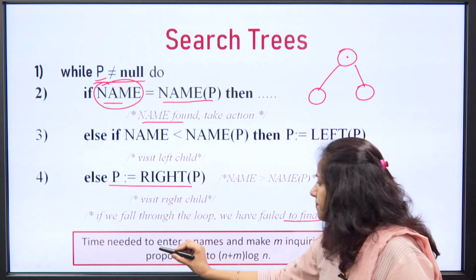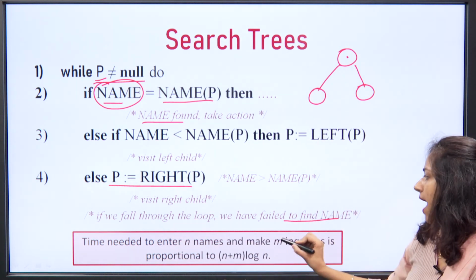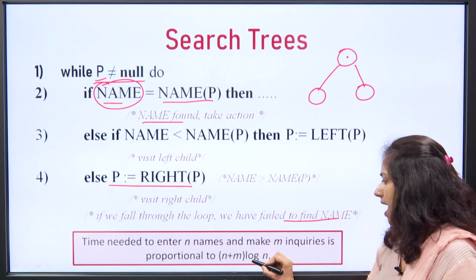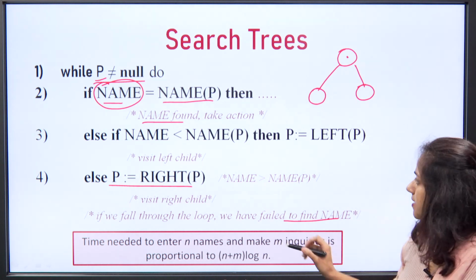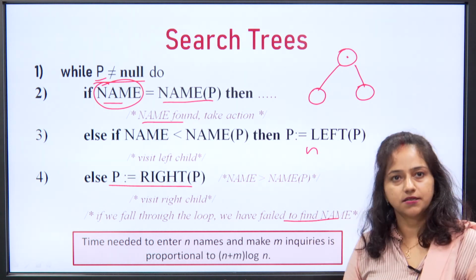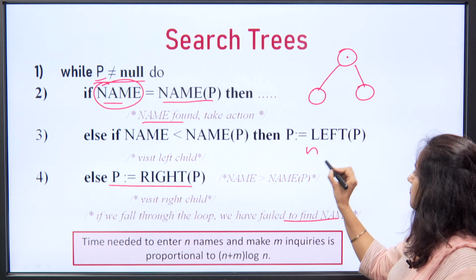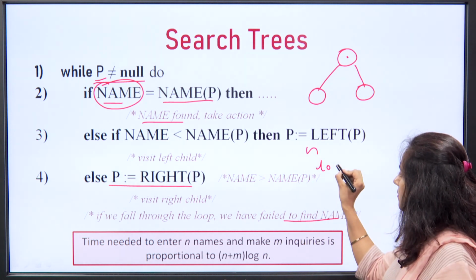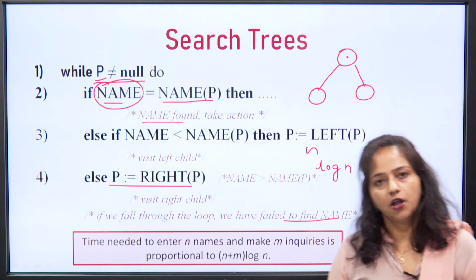So, the time needed to enter n names and make m queries is proportional to n plus m log n, because suppose there are n records in the table and we want to search a particular record. So, the average path length for searching a record will be log n.